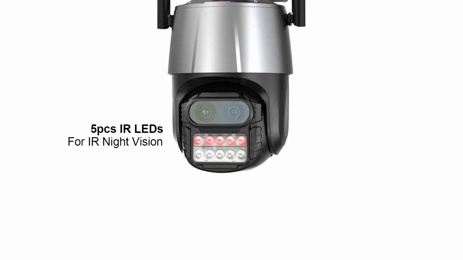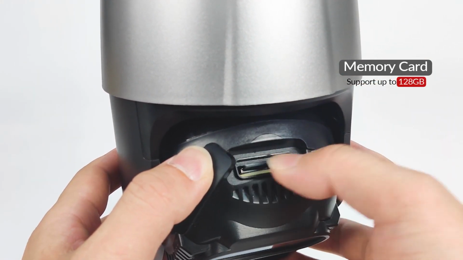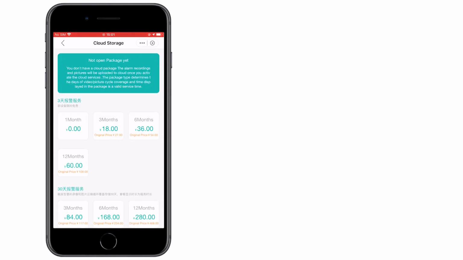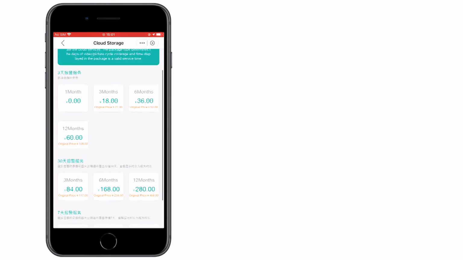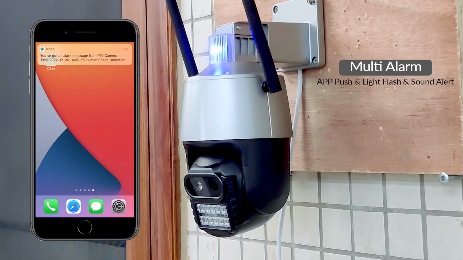The camera has 5 infrared lights and 5 white lights, which can be clearly monitored in low-light environments. The camera supports a memory card up to 128 GB, and also has a cloud storage function to upload event clips in real time. The camera supports multi-alarm methods, such as APP push, sound alarm, LED flashing.